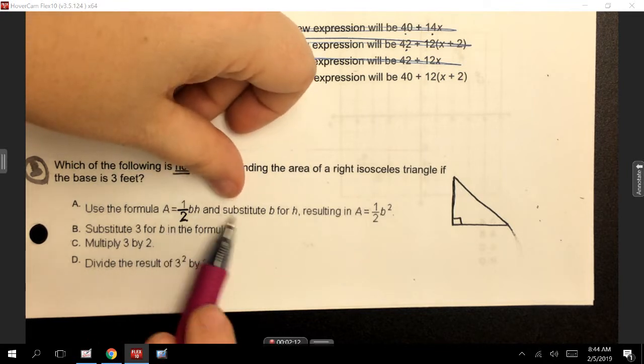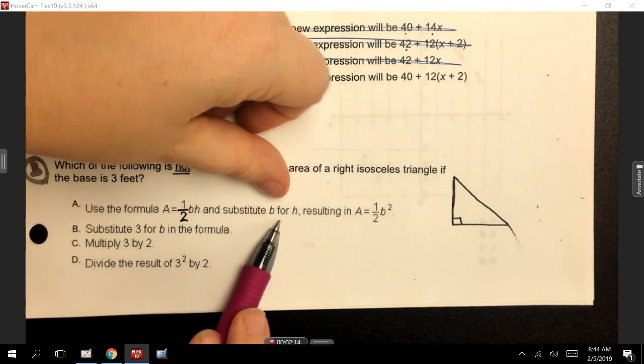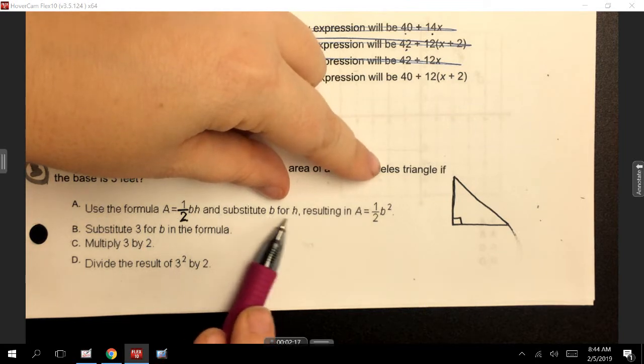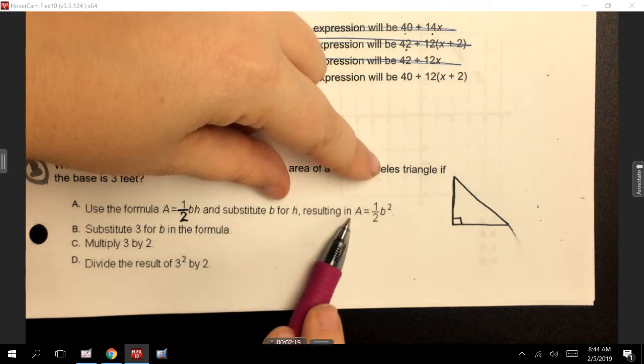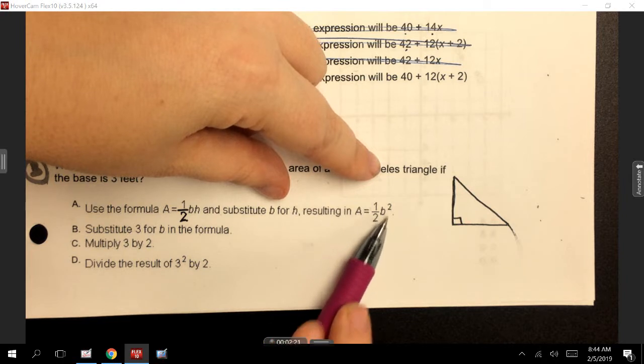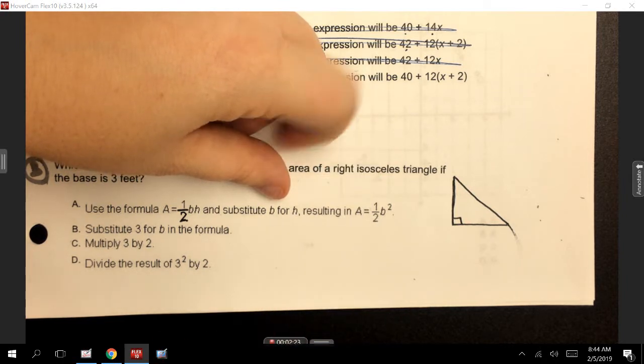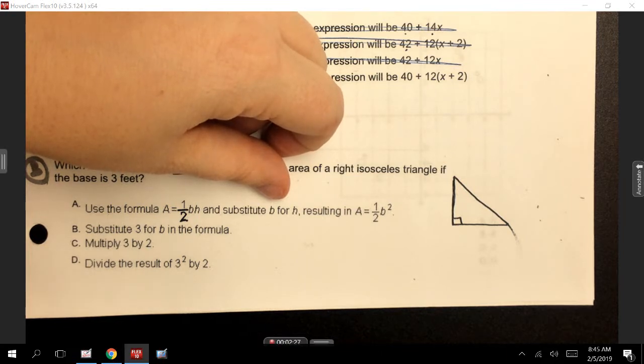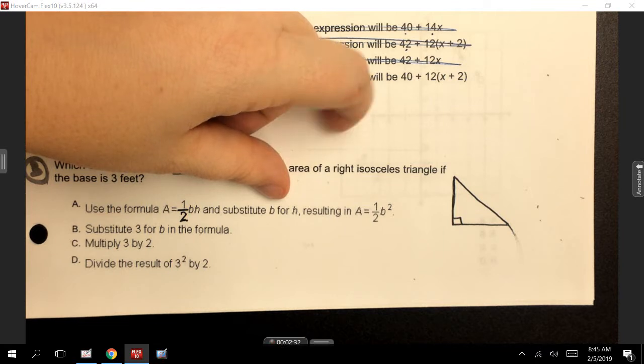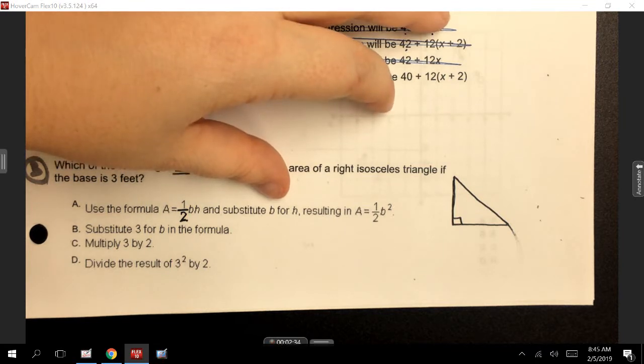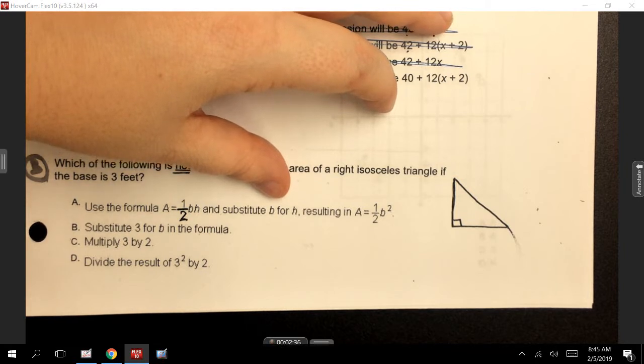All right. And substitute B for H. Now that sounds a little different, doesn't it? Resulting in A equals 1/2 B to the second power. Have we ever substituted B for H before? No. But guys, have we ever had the same base and the same height before? On a triangle. Not on a triangle. On like a square, yeah, sure. But on a triangle, we haven't.